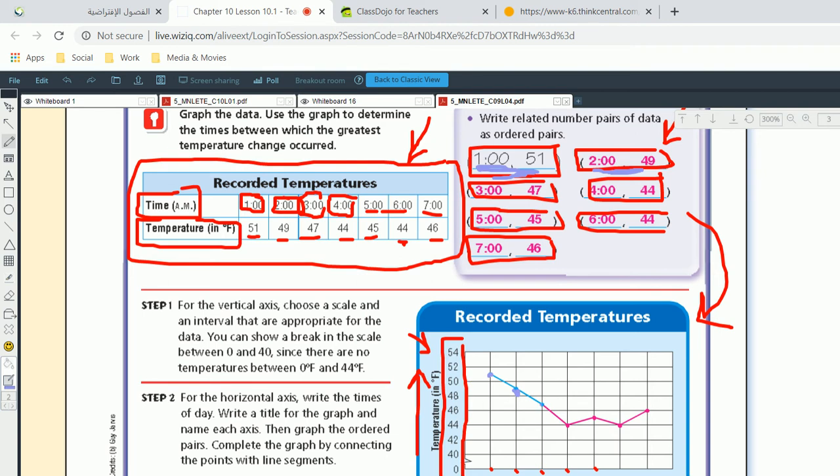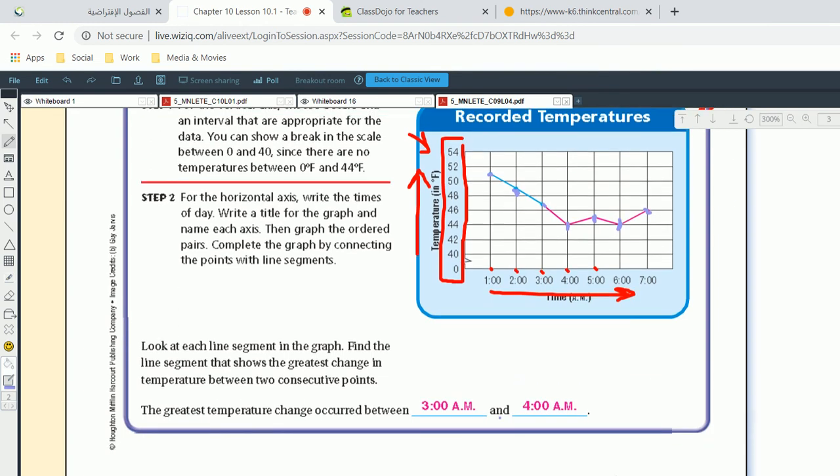3 and 47. 4 and 44. 5 and 45. 6 and 44. And the last one, 7 and 46. And connect it with a line by using your ruler. It's very simple, but you have to be accurate in locating these points. Okay, let's move to the next question.